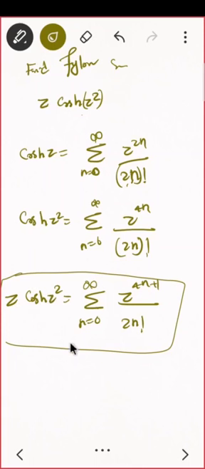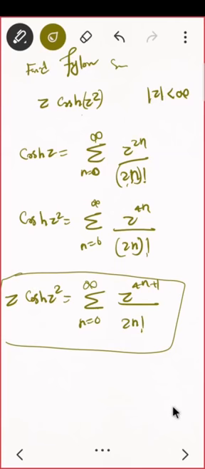See, in all these cases, whatever I have done, with sin and cos, mod z was less than infinity. You take any mod z, it is true for sin, cos, tan. Okay? But in some cases, the domain will be given to you. Correct? So accordingly, you have to do.